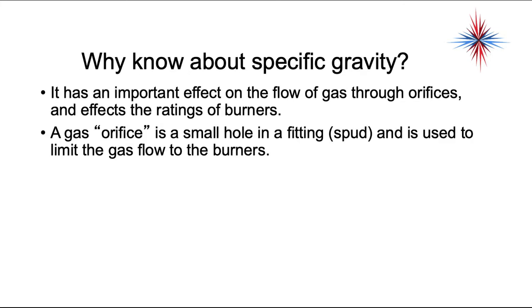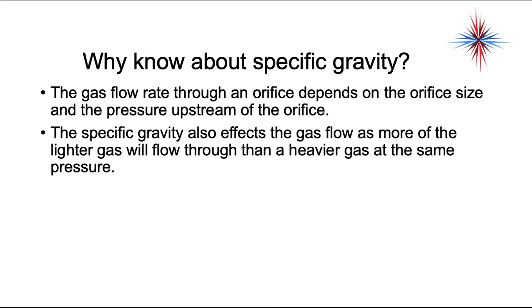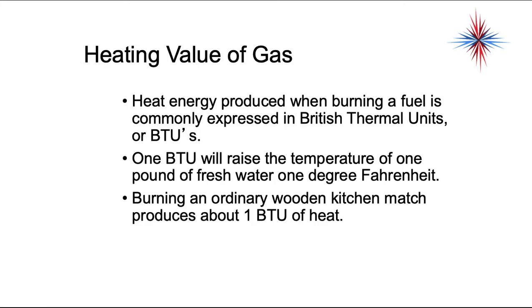Why do we talk about specific gravity? It has an important effect on the flow of gases through the orifices and into the burners. A gas orifice is a small hole in a fitting. That's called a spud and is used to limit the gas flow to the burners. The gas flow rate through an orifice depends on the orifice size and the pressure upstream of the orifice. The specific gravity also affects how gas flows, as more of the lighter gas will flow through than a heavier gas at the same pressure.